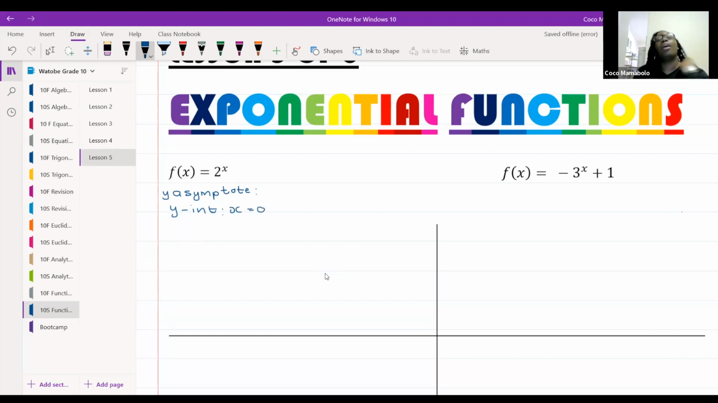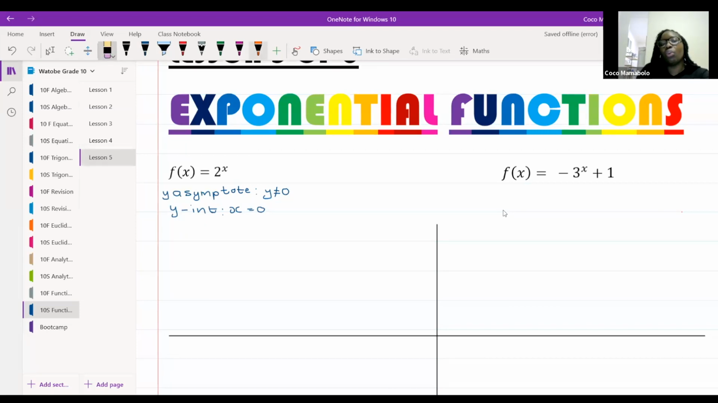All right, now my asymptote for this graph is going to be where y is equal to 0. That is the asymptote for the graph. Remember, guys, our y asymptote is always the number over here. But because in this particular graph we don't have a number, we can just say plus 0. So our asymptote over here is 0.